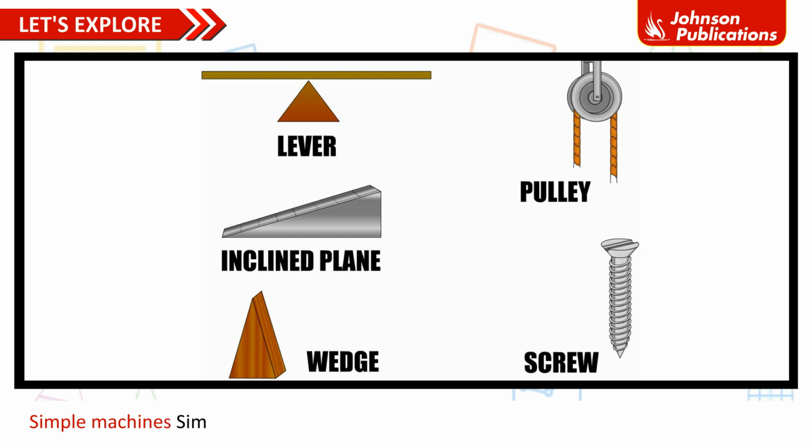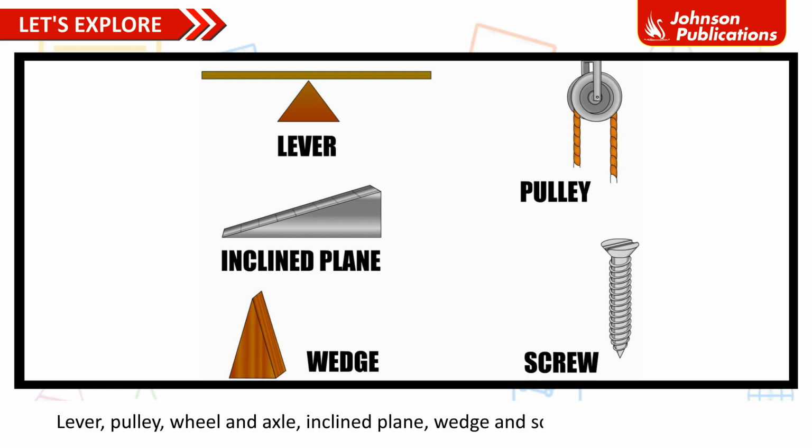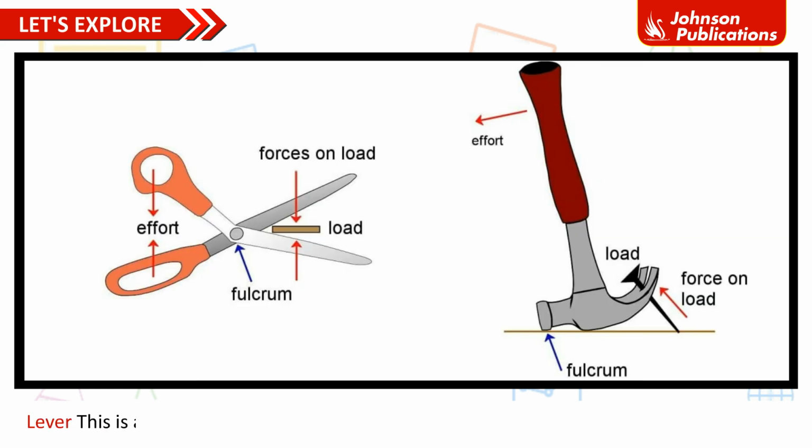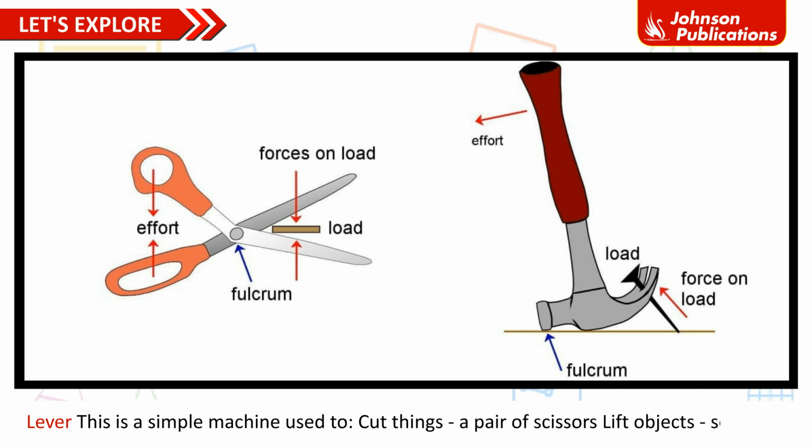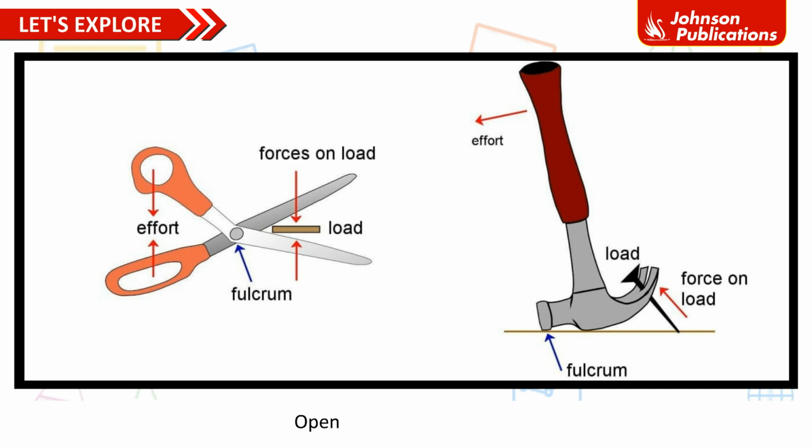Simple machines. Simple machines are the devices which make our work easier and faster. Lever, pulley, wheel and axle, inclined plane, wedge and screw are simple machines. Lever. This is a simple machine used to cut things, like a pair of scissors, lift objects, like a seesaw, and open lids, like a bottle opener.